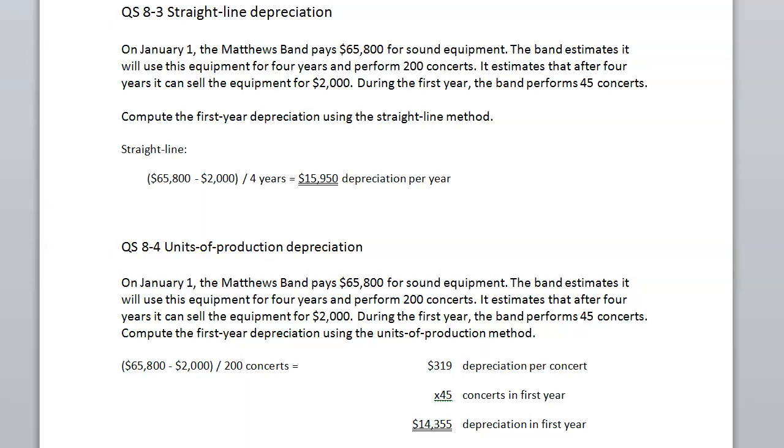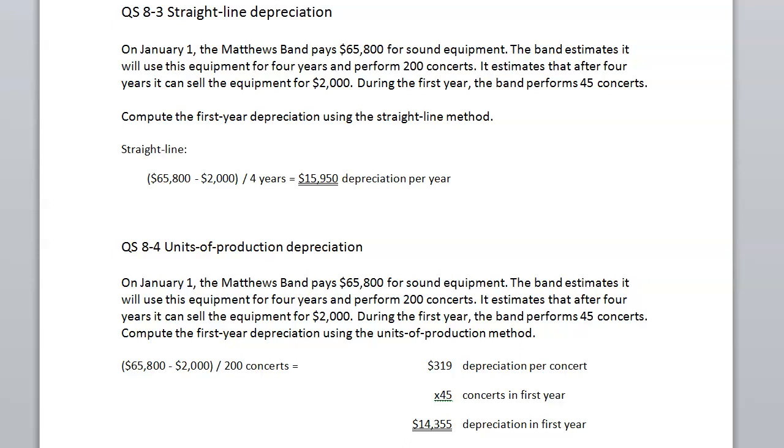Now we're going to walk through some different depreciation problems. The first one is Quick Study 8-3, where we're calculating straight line depreciation. So remember, straight line depreciation is going to be the same amount of depreciation expense every year for the life of the asset. On January 1st, the Matthews Band pays $65,800 for sound equipment.